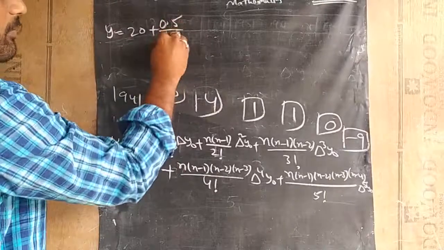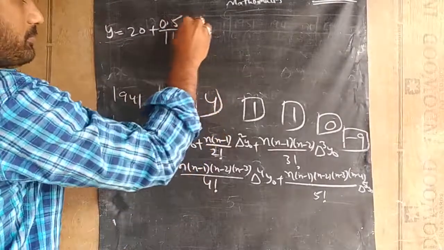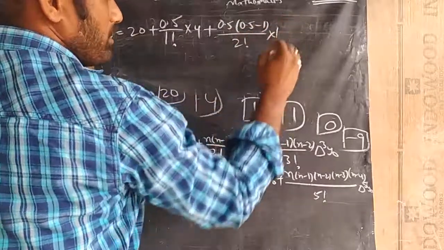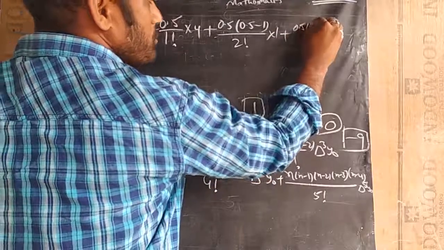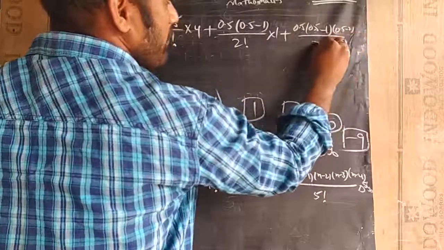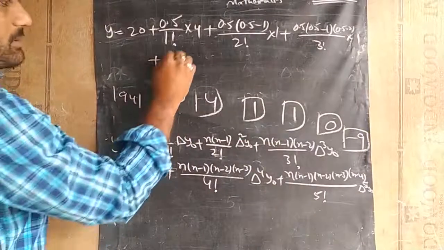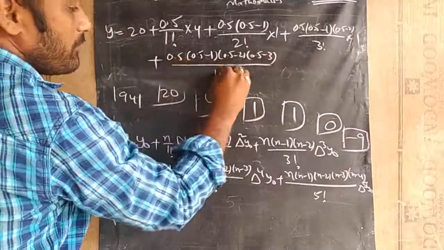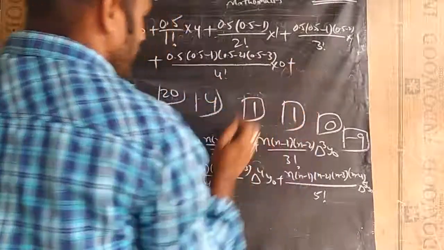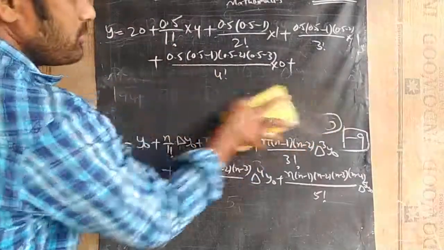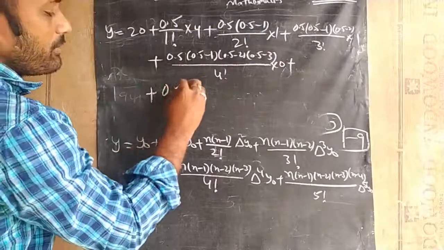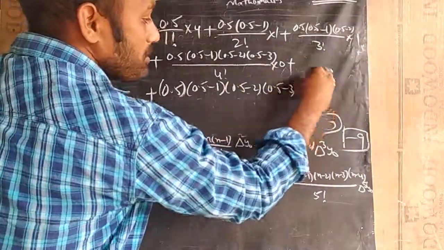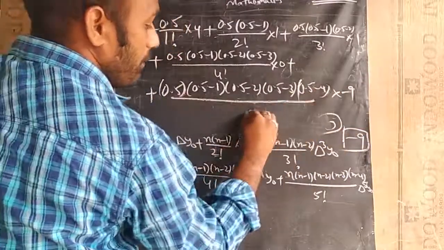So 0.5 by 1 factorial into delta y naught, that is 4, plus 0.5 into 0.5 minus 1 by 2 factorial into 1, plus 0.5 into 0.5 minus 1 into 0.5 minus 2 divided by 3 factorial into 1, plus 0.5 into 0.5 minus 1 into 0.5 minus 2 into 0.5 minus 3 divided by 4 factorial into 0, plus the last one: 0.5 into 0.5 minus 1 into 0.5 minus 2, 0.5 minus 3, 0.5 minus 4 into minus 9 divided by 5 factorial.